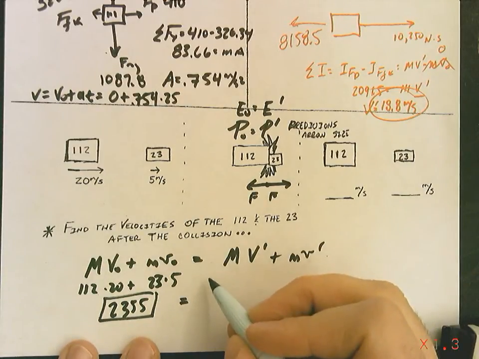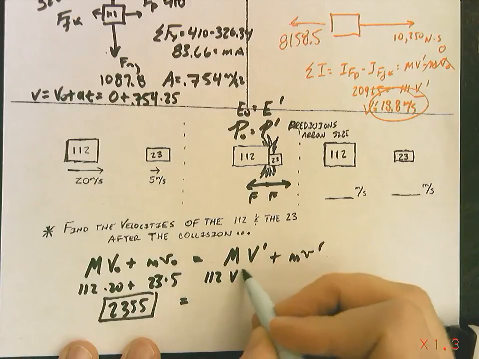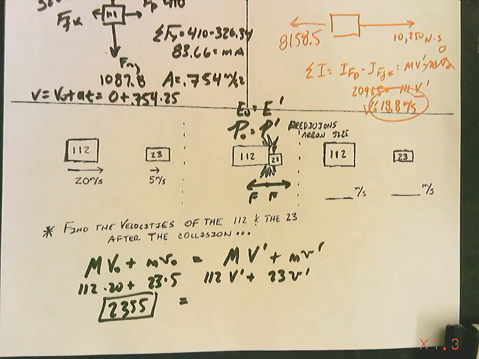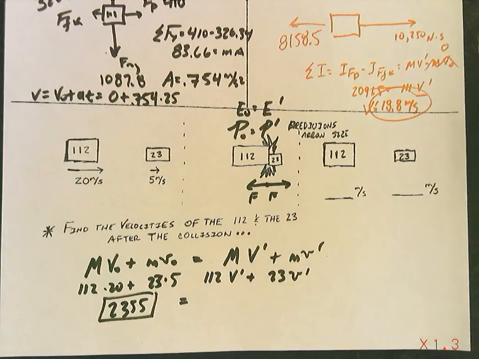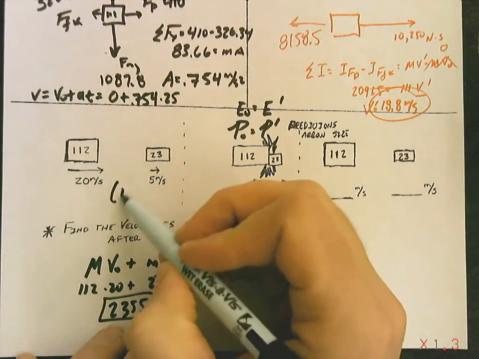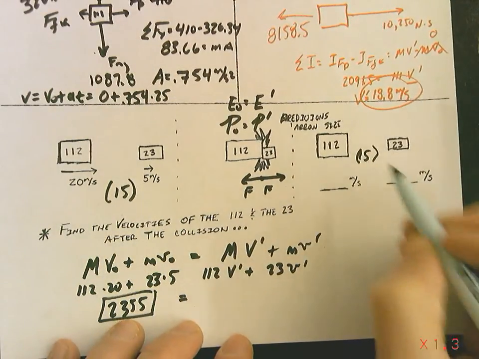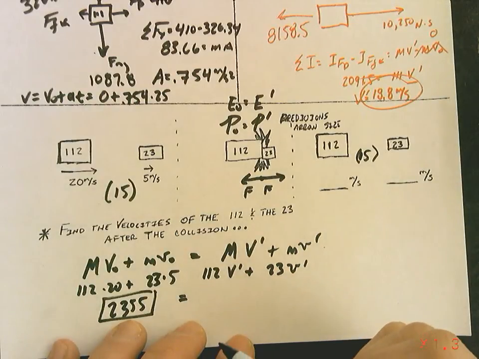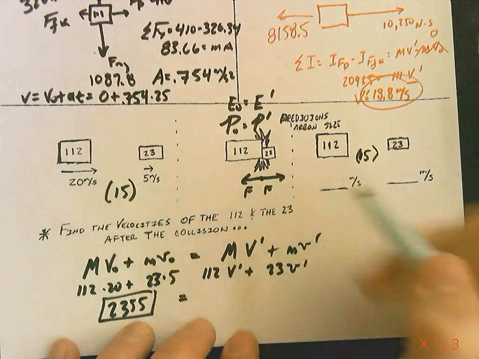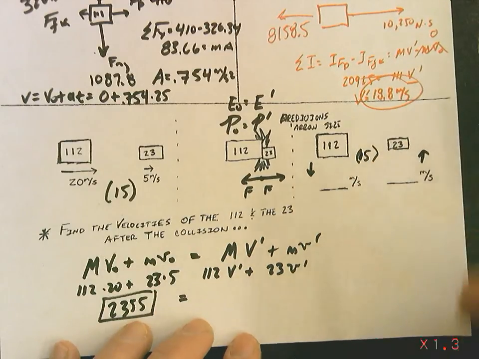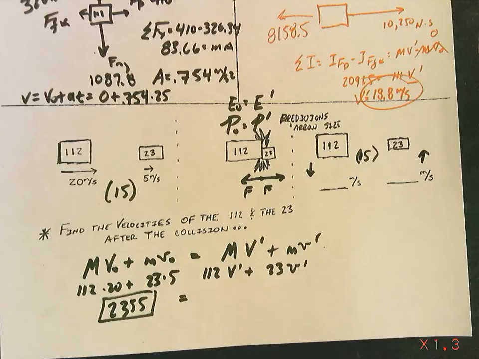Afterwards, we put in what we can. 112 times v prime plus 23 times little v prime. And so now we have to find a relationship between the velocities before and after. If we look up here, we see there's a difference of 15. So afterwards, there'll be a difference of 15. However, things will change. Here, this one was going fast, so afterwards this speed will go down and this speed will go up. Now, they won't just switch because they're different masses, but we can predict that 20 will be less and 5 will be more, and the difference will be 15.